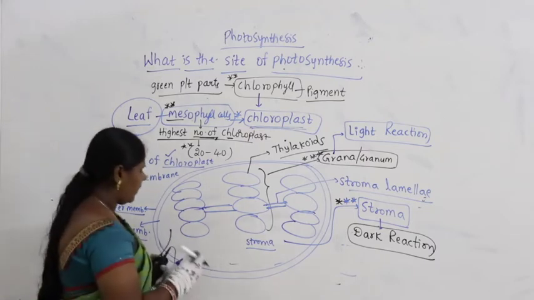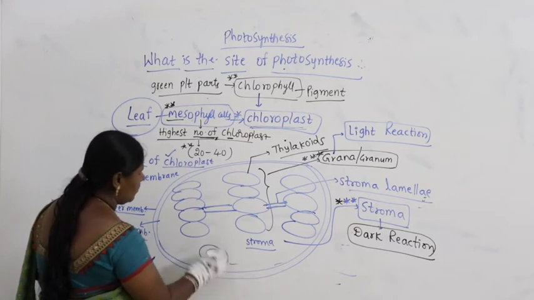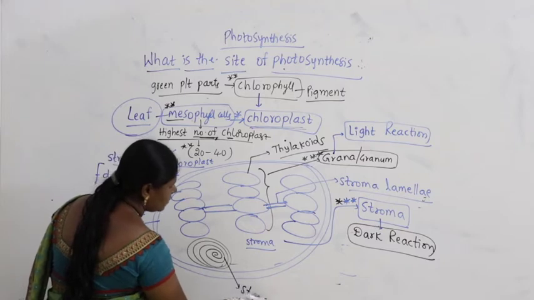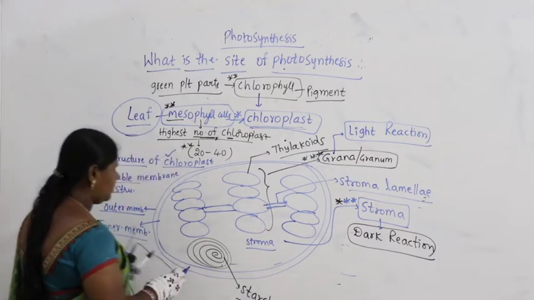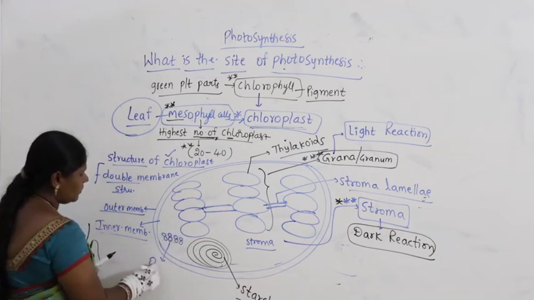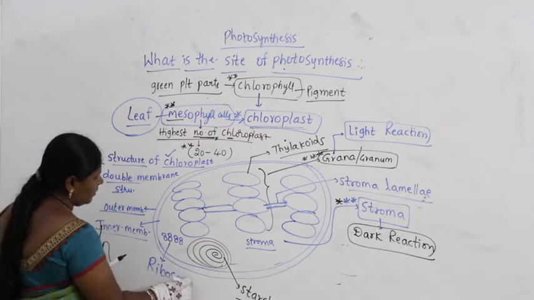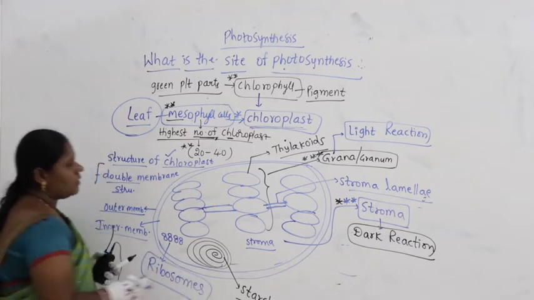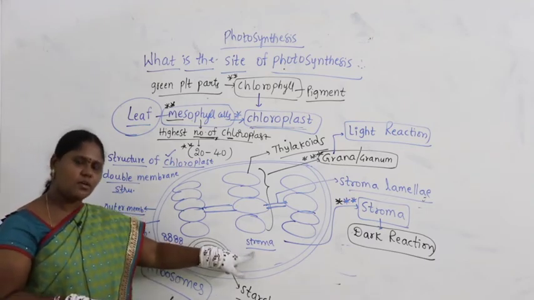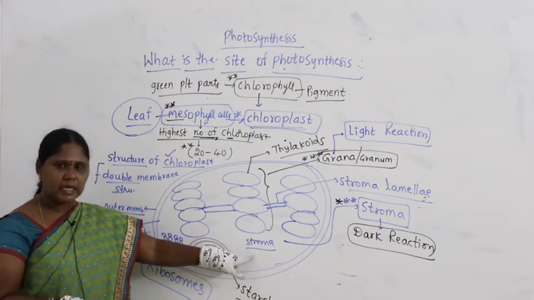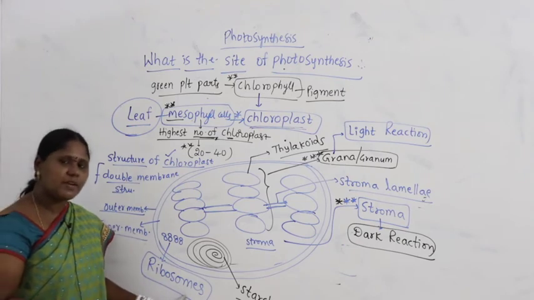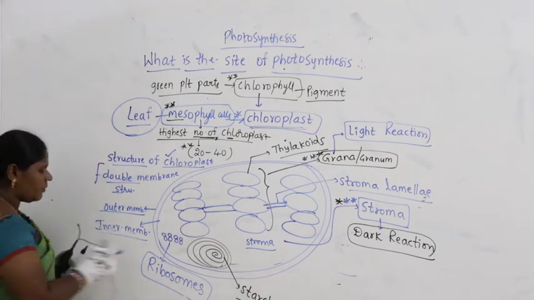If you look here, we even find starch. This is called starch. You can also find ribosomes. Do you remember in the first year we discussed the composition of the stroma in the cytology chapter? We discussed that stroma contains DNA, RNA along with ribosomes. Do you remember, which type of ribosomes do you find?